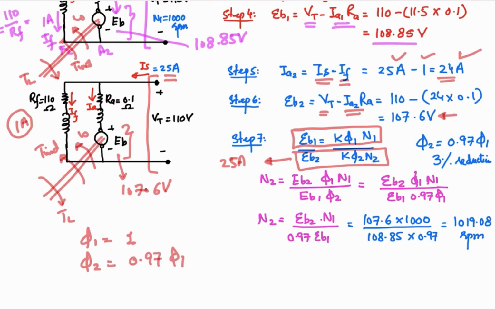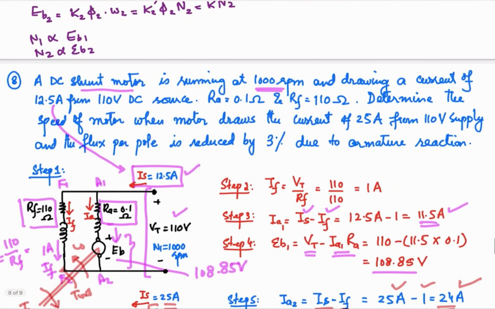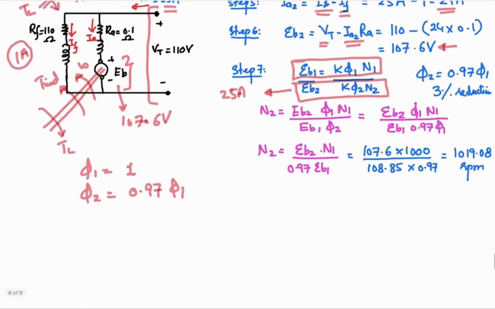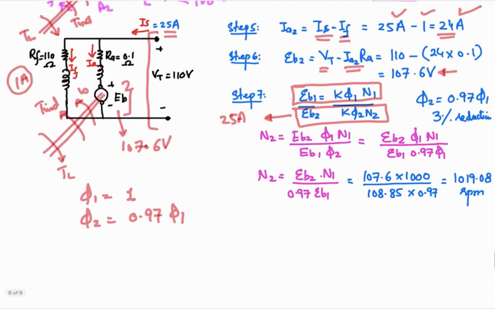0.97 times phi 1, because there is a reduction in the flux by 3%, which is given to us because of the armature reaction. The net flux weakening is there, and because of that 3% reduction in the flux, the new flux will be 0.97 times phi 1.